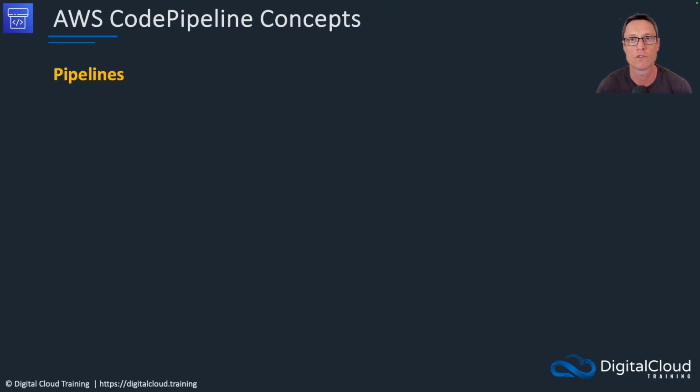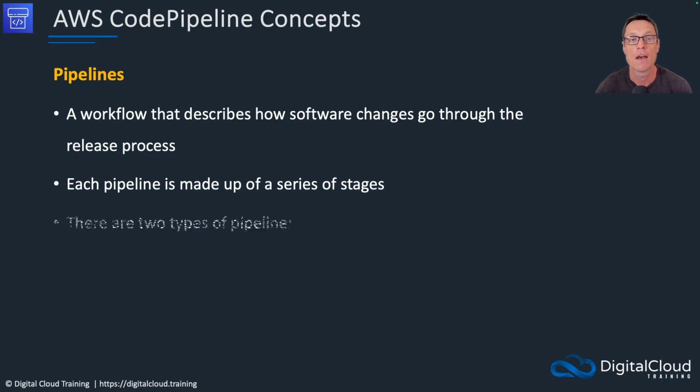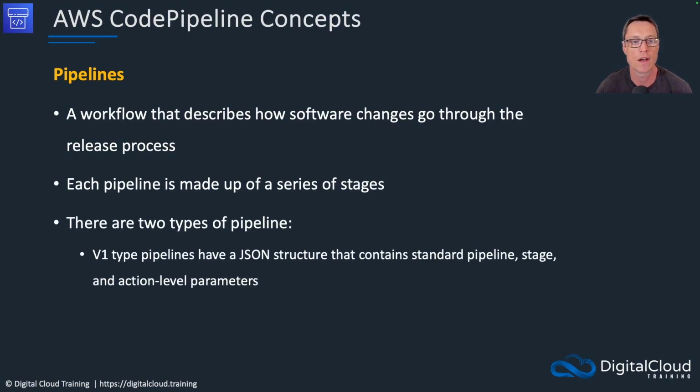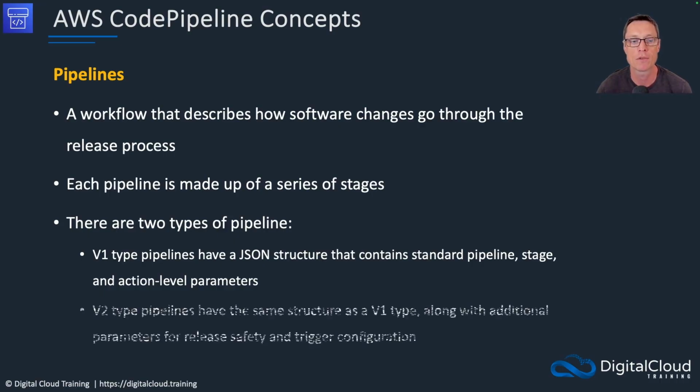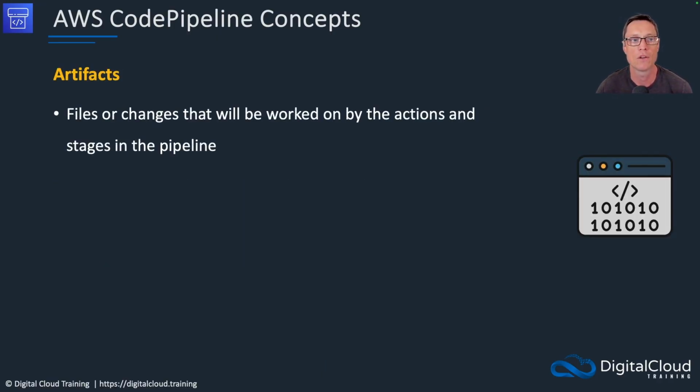So let's cover some of the concepts. We have pipelines. This is a workflow that describes how software changes go through the release process. Each pipeline is made up of a series of stages. There are two types of pipeline you can create: a V1 type pipeline, which has a JSON structure and contains standard pipeline, stage, and action level parameters, and then the V2 type, which has some additional options for release safety and trigger configuration.